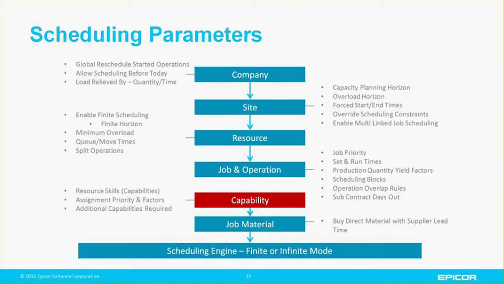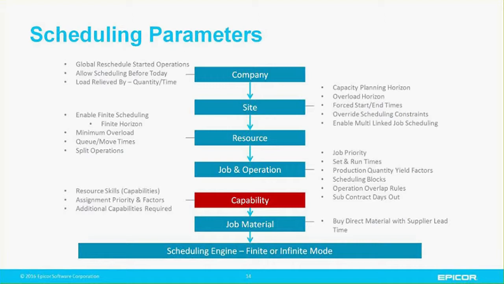A wide range of parameters can be defined to influence the behavior of the scheduling engine. At the company level, there are flags that denote if scheduling before the current system date and time is allowed, and how load will be relieved by shop floor data capture, either by quantity completion or by the time booked, and whether global rescheduling can reschedule started operations.